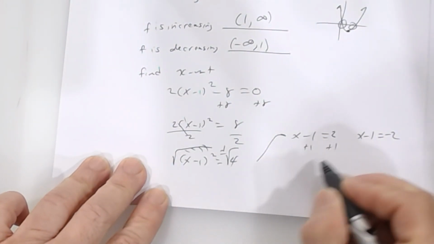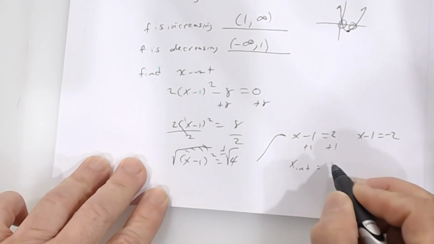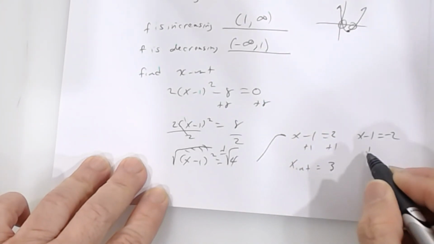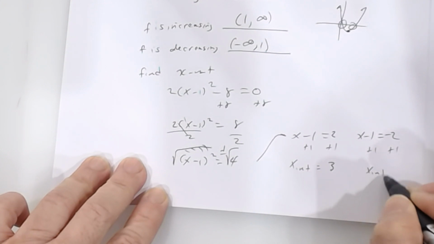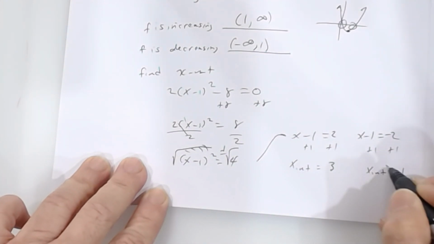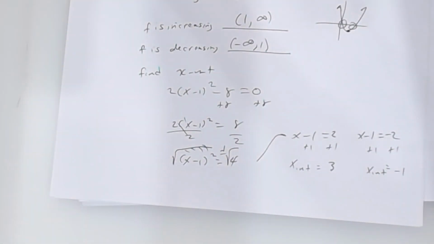Add 1 to both sides. What's one of my x-intercepts? 3. Add 1 to both sides. What's the other x-intercept? Negative 1. So those are your x-intercepts. 3 and what? Negative 1. Let's graph it. Take out a graph paper.